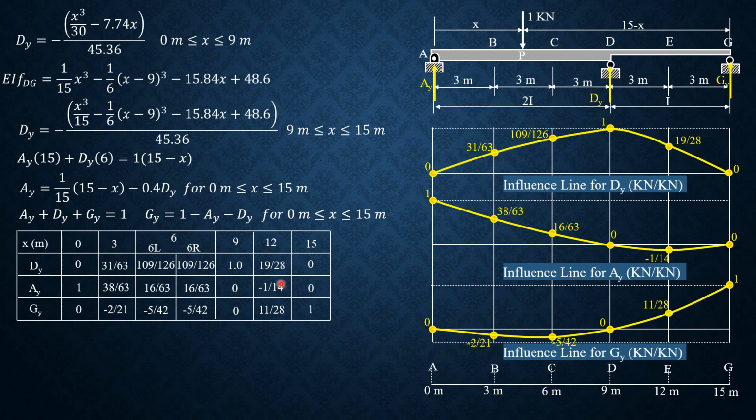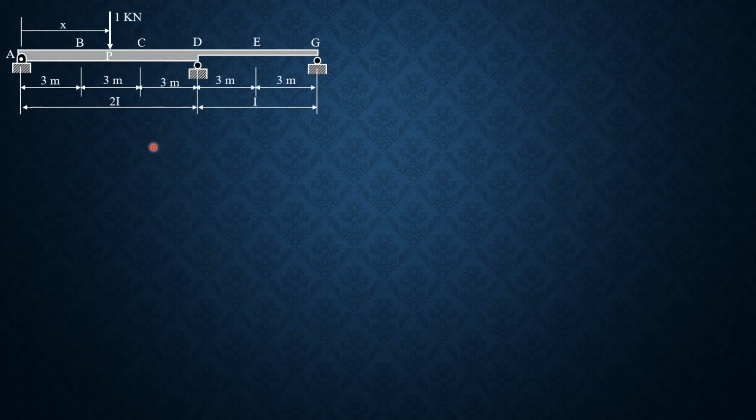It begins with 1, then 38 over 63, 16 over 63, 0 when x is 9, negative 1 over 14 when x is 12, and 0 when x is 15. Then gy begins with 0, negative 2 over 21, negative 5 over 42, 0, 11 over 28, 1. So that's it. Then for the maximum value of Ay, let's have it on the next slide.